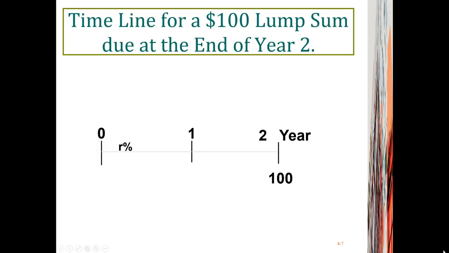And here's one example for a 100 lump sum due at the end of year 2. Here you see the amount of cash flow is 100. There's only one cash flow, and this cash flow occurs in 2 years. And also you see there is an interest rate here, R%.